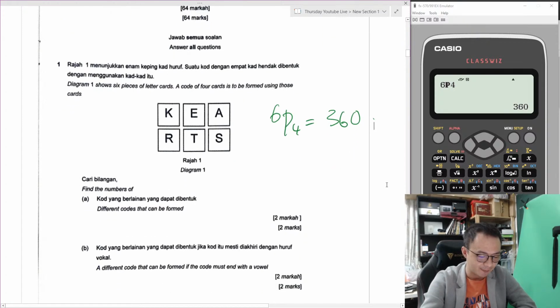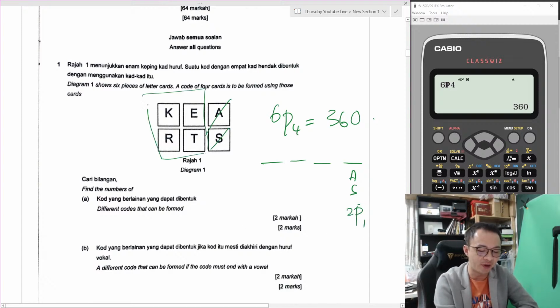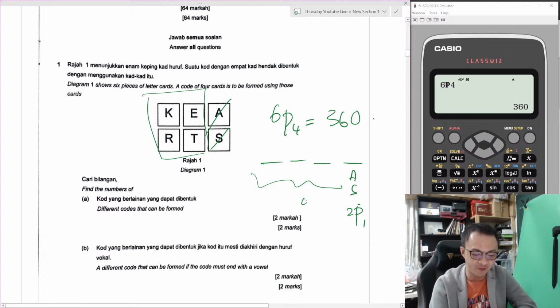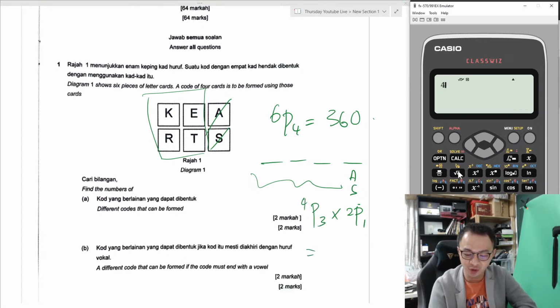Alright, 2 marks. And then for the number of different codes that can be formed, the code must end with a vowel. Over here, we only have 2 vowels, which are A and E only. So here will be 2 choose 1. And after choosing A or E, I still have 4 of them left, isn't it? So of the 4 cards, I choose 3 to arrange in the first 3 places. I multiply them. So it should be 4P3 multiplied by 2P1, which is 2. So it should be 48.